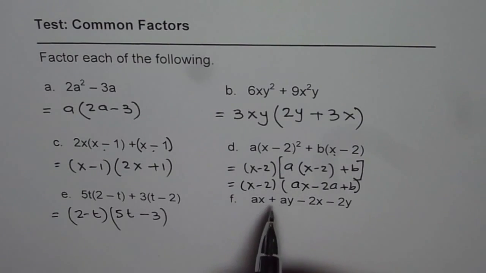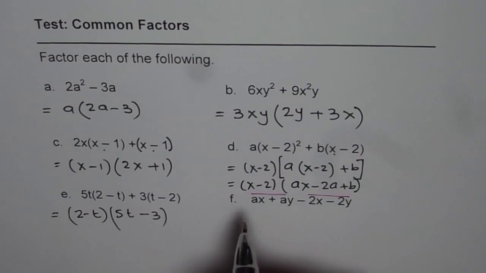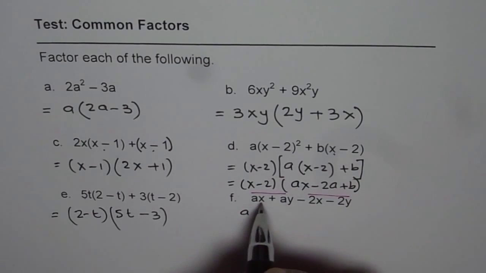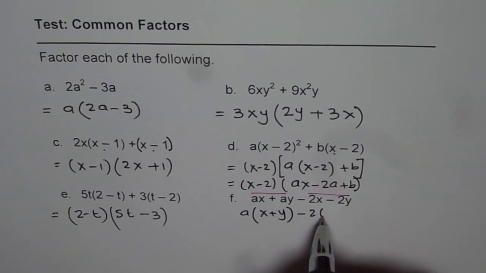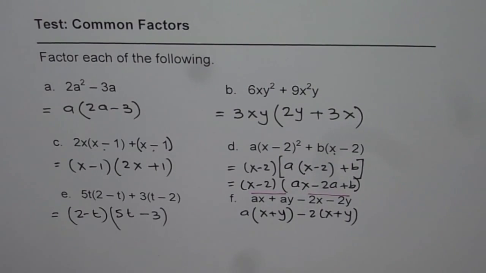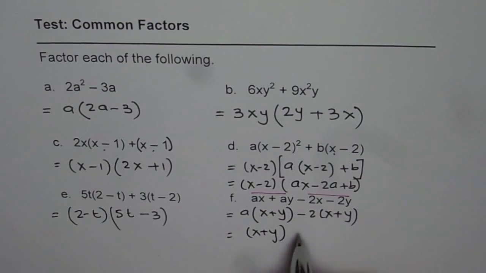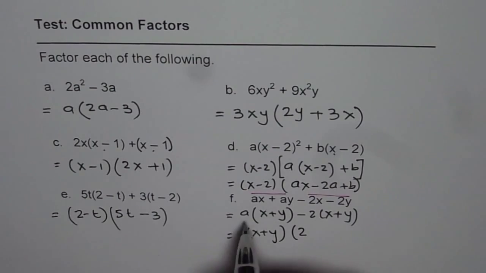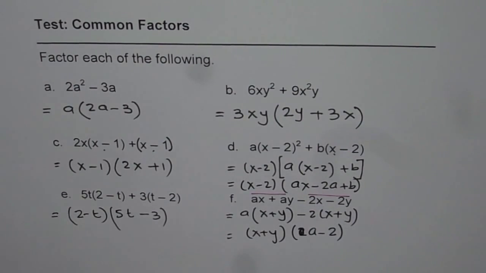Now here we do group factoring. So treat these 4 terms as 2 groups. Then it should be easy for you to factor. a is common in the first group, so we get a times (x plus y), and then we can take minus 2, getting (x plus y) in the second term. Now you can factor (x plus y) common, resulting in (a minus 2) as the other factor, correct? So that is how you can factor these and get your answer.